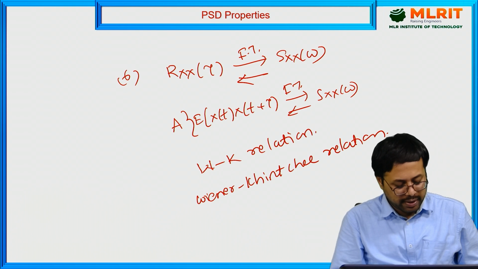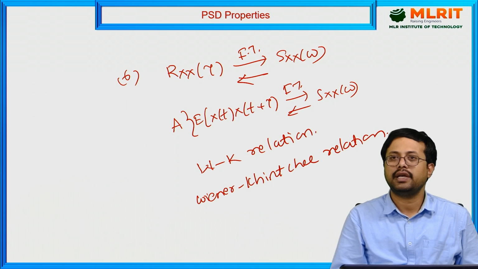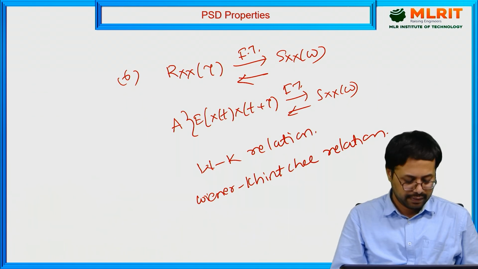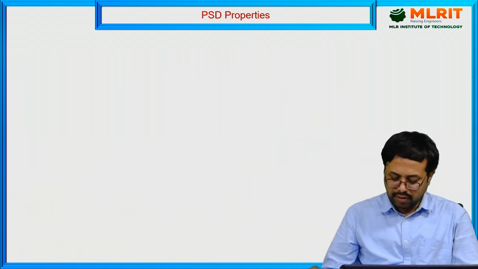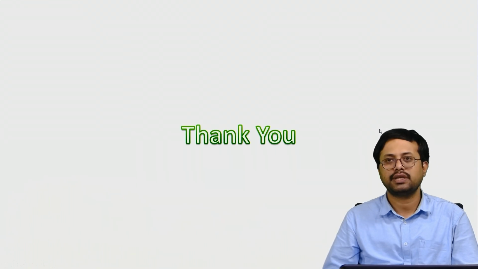In total we have 6 properties. All these properties are useful when we are solving numerical problems related to power spectral density. These are the topics we have discussed for today's session. In the next session, we are going to discuss the relationship between autocorrelation and power spectral density.